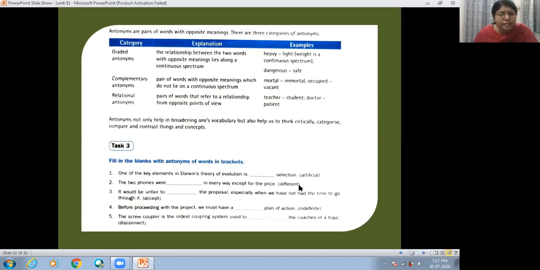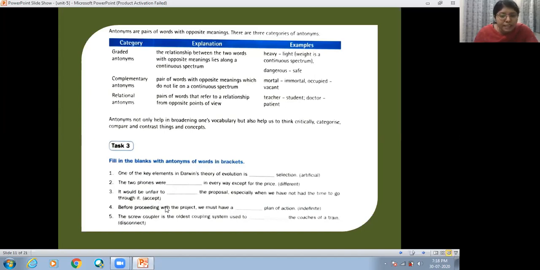Next one, the two phones were dash in every way except the price. The word given here is different. So we have to find the opposite of different. So we can write similar. Similar. Then the next one, it would be fair to dash the proposal, especially when we have not had the time to go through it. Accept. So it would be unfair to reject. The opposite of accept is reject.